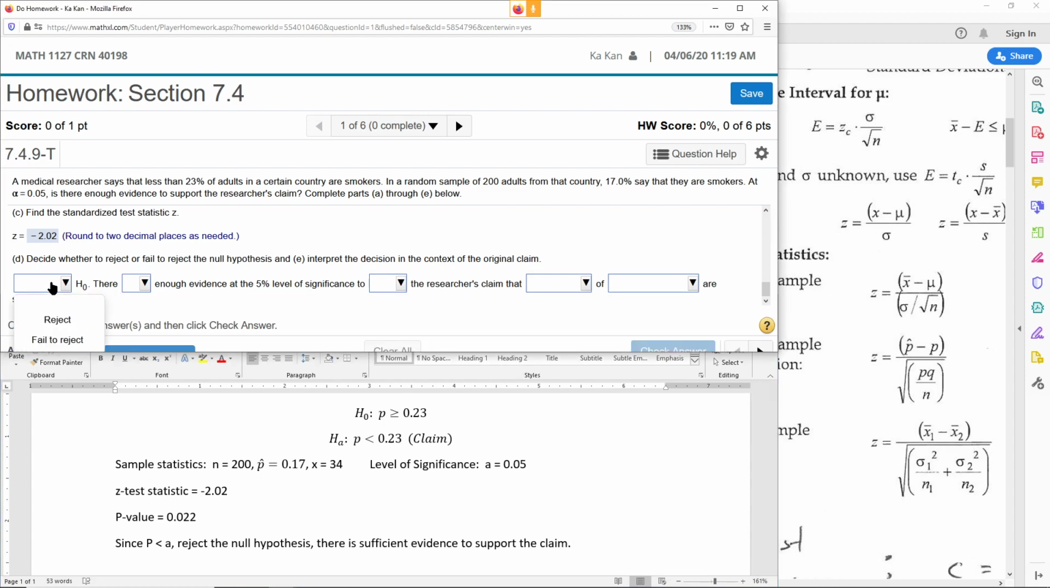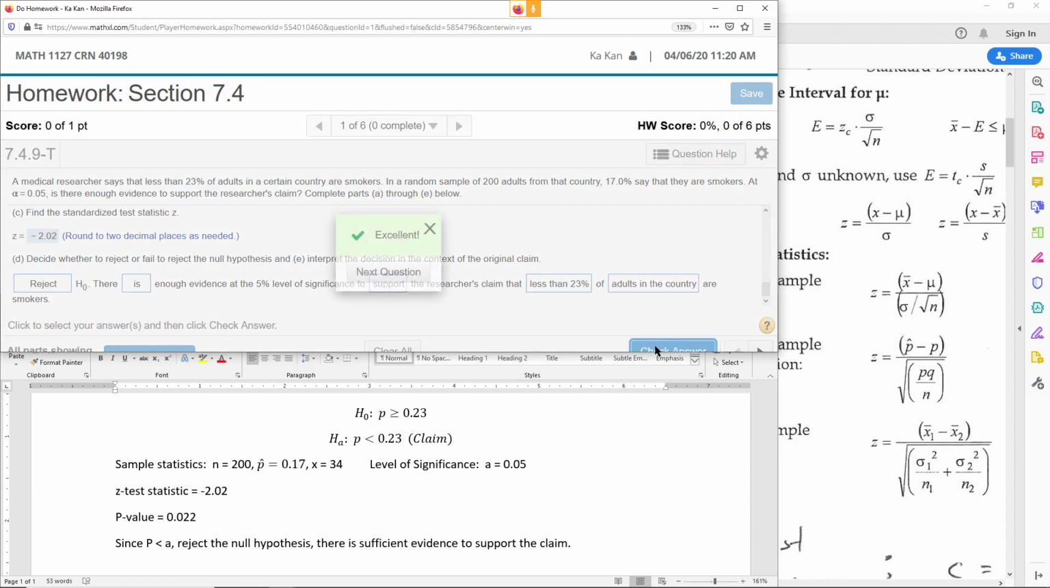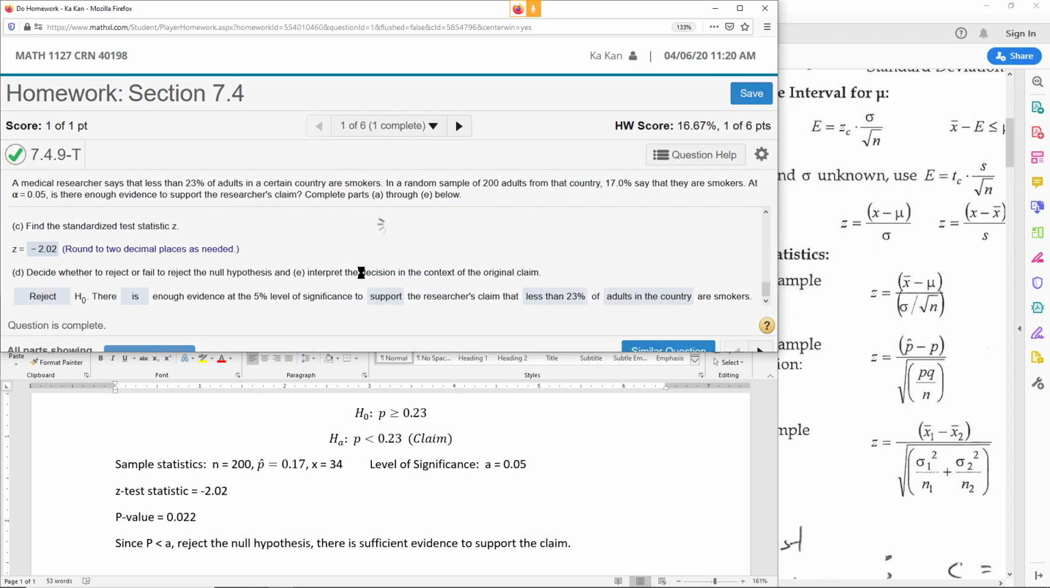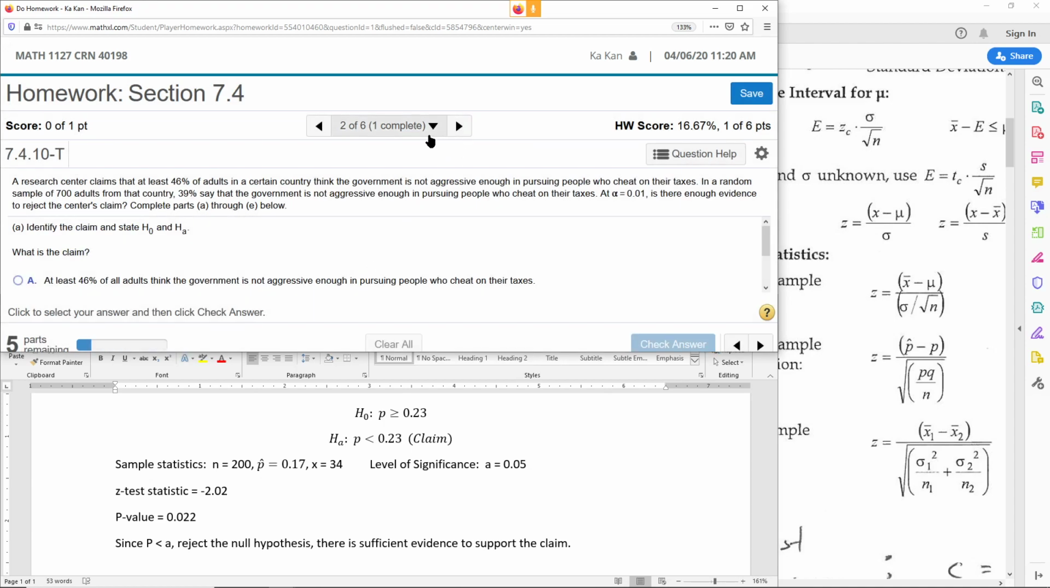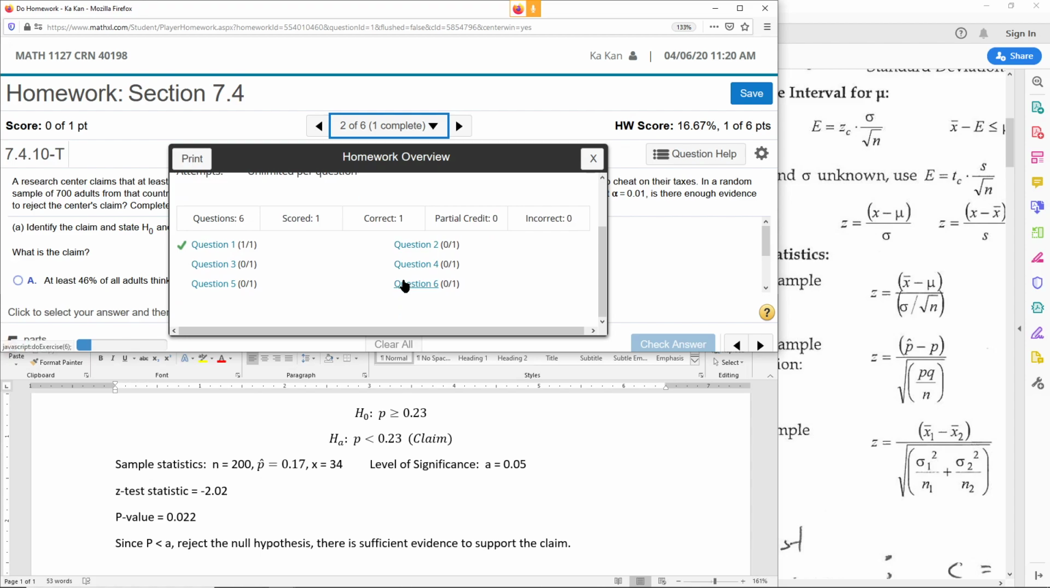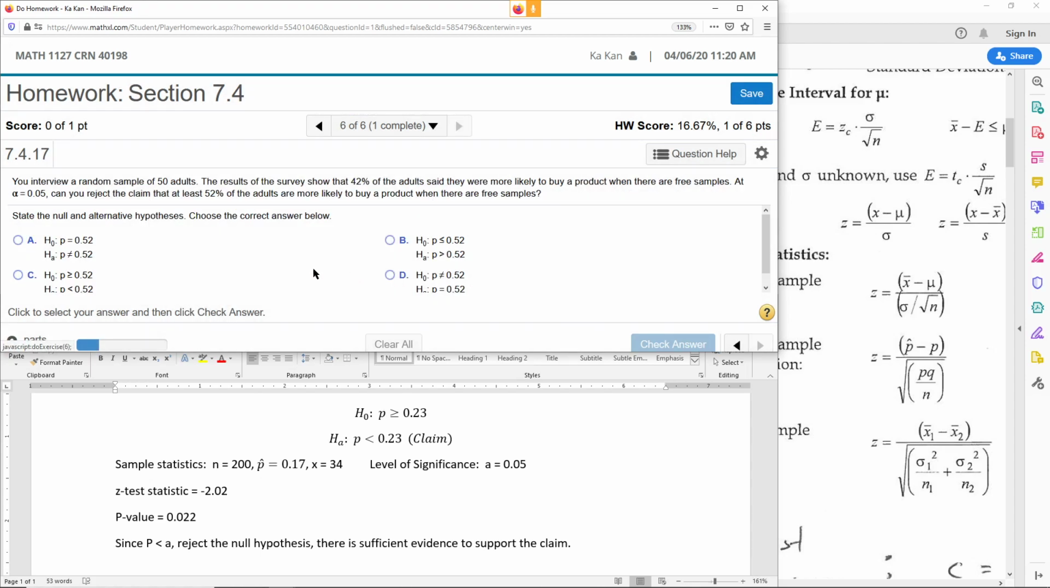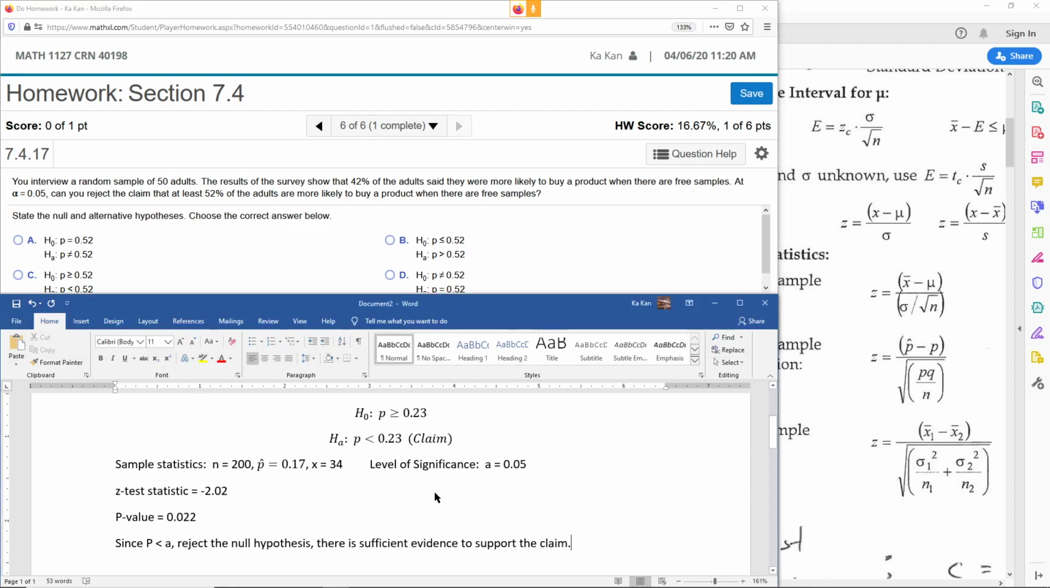So let's see. Claim, we reject the null hypothesis, and there is enough evidence at 5% significance to support the researcher's claim that less than 23% of adults in that country. Not all adults, not in the world. Check. So, almost the same thing, just a different test. So I'm gonna go ahead and skip to the last one because they're all pretty much the same thing. I just want to show you one more example.